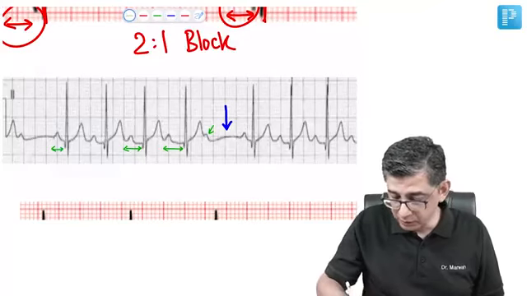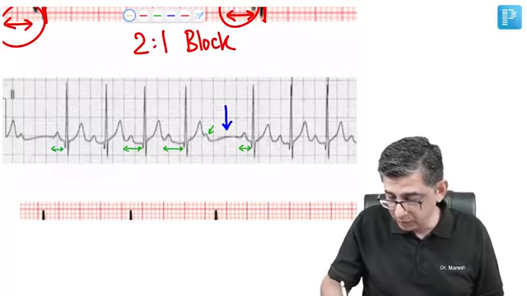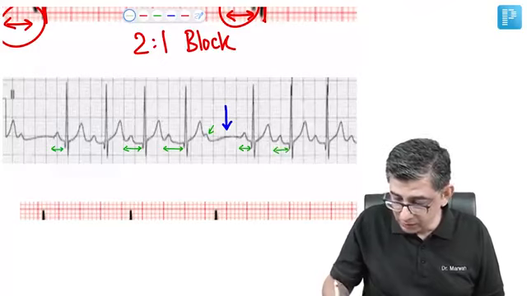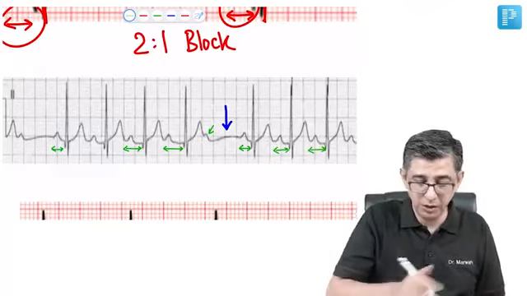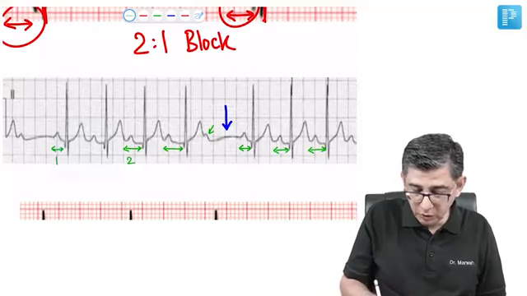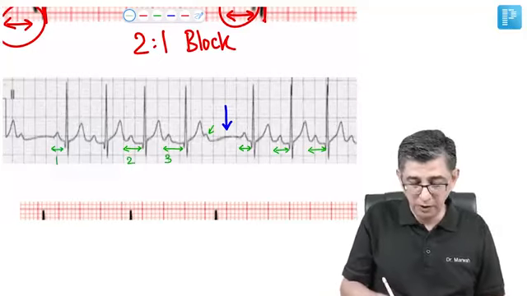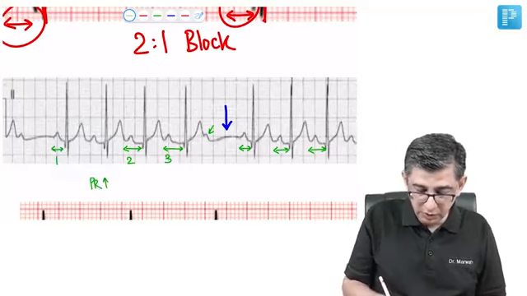Let's take this serially. Subsequently, this is the PR interval. The heart rhythm is reset, slight increase, then again, a slight increase as compared to what was present initially. So you can see a gradual increase in the PR interval. This is what is called as Wenckebach.